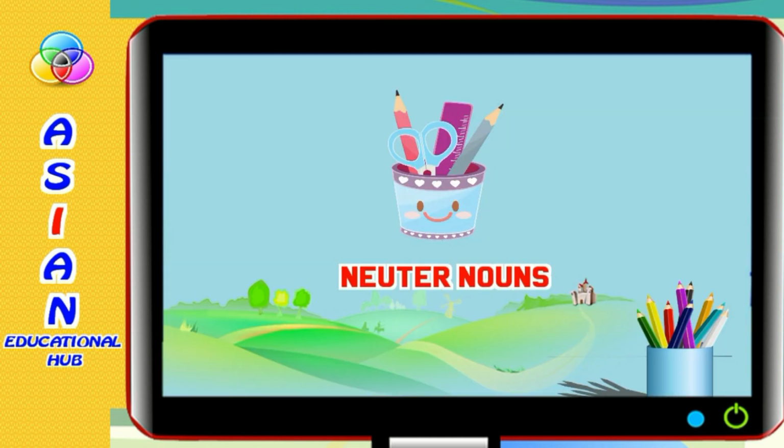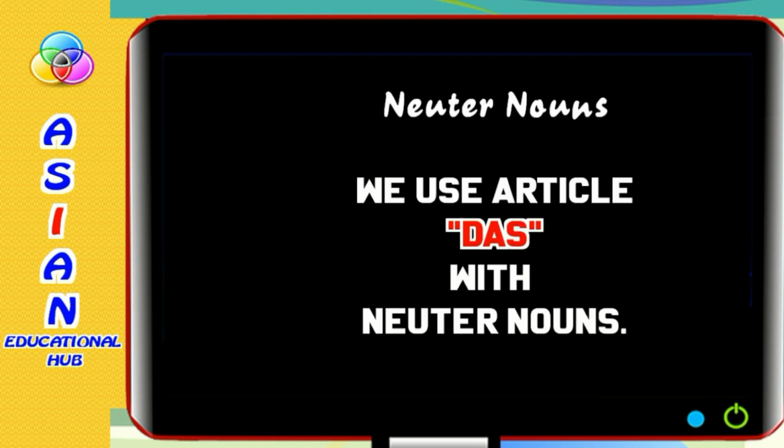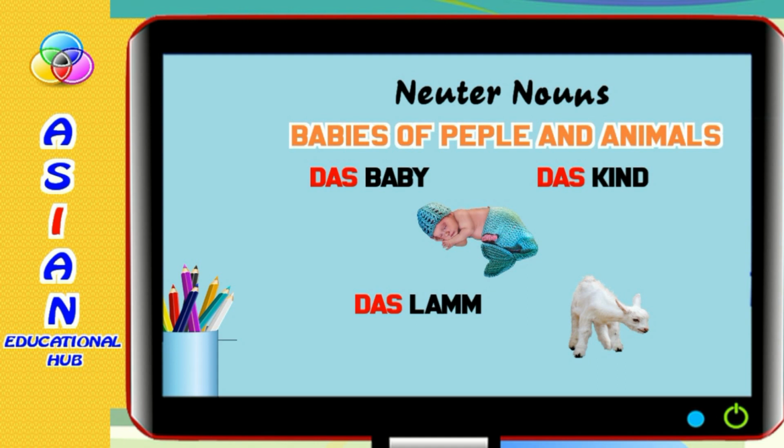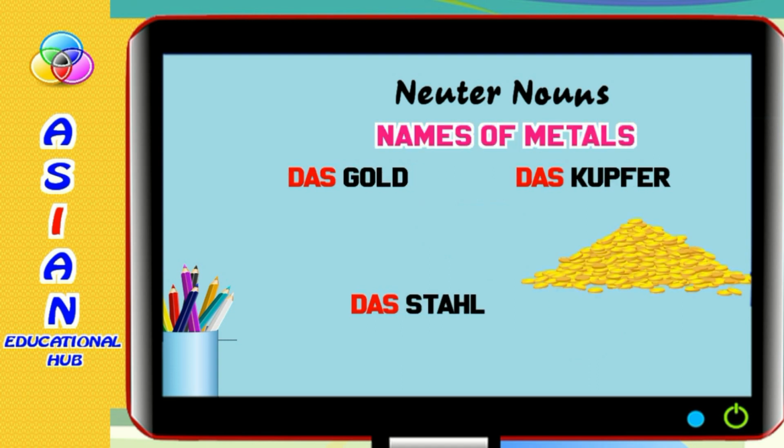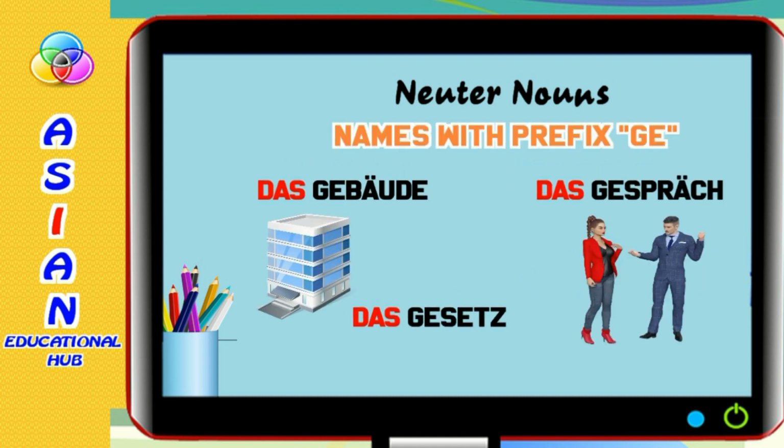Let us see now neuter nouns. We use article das with neuter nouns. What are neuter nouns? Babies of people and animals. For example, das Baby, das Kind, and das Lamm. Names of metals are neuter nouns, das Gold, das Kupfer, and das Stahl. And nouns with prefix ge, das Gebäude, the building, das Gespräch, conversation, and das Gesetz.